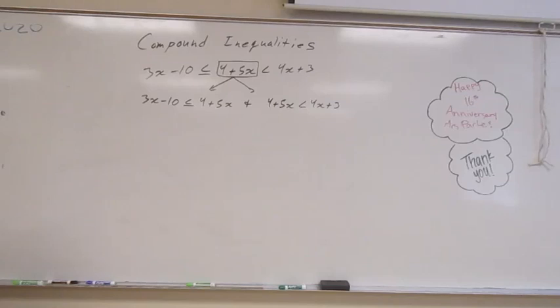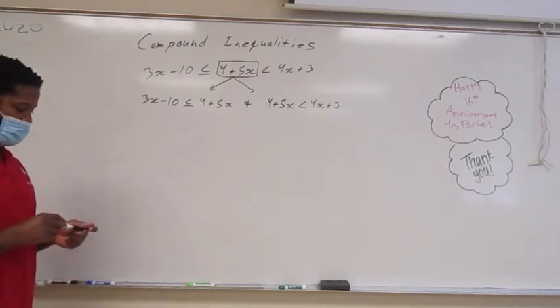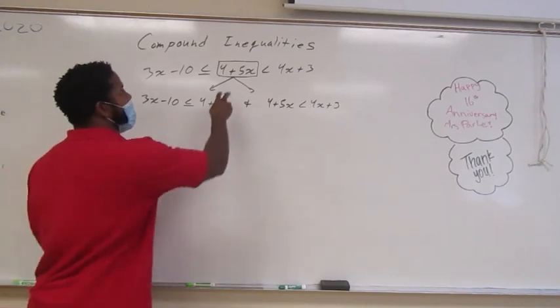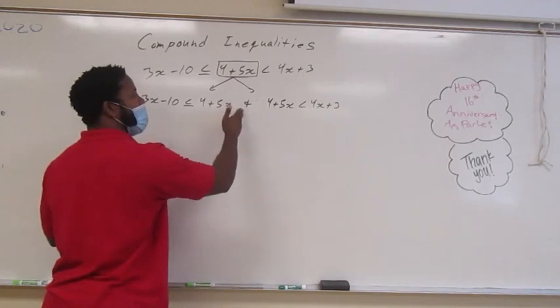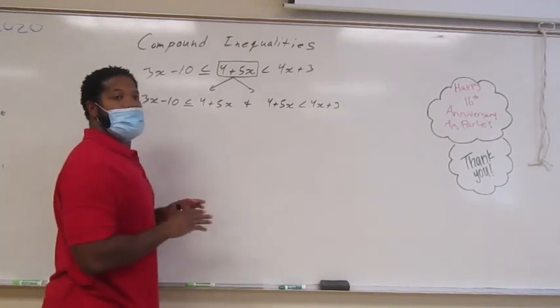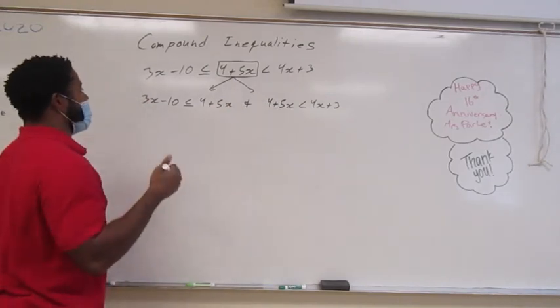It's easy. All you do, the middle right there, you just add it to both sides. If you see 4 plus 5x, 4 plus 5x, I just split it up and put an and in between it. That's all I did, okay? Now we just solve it.